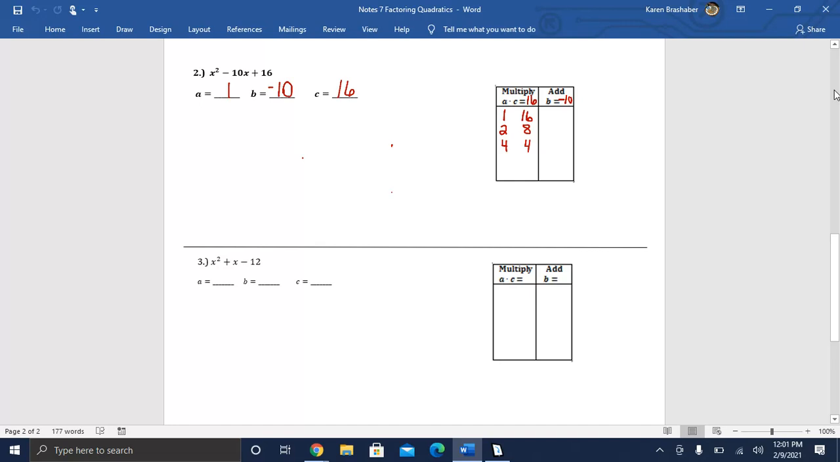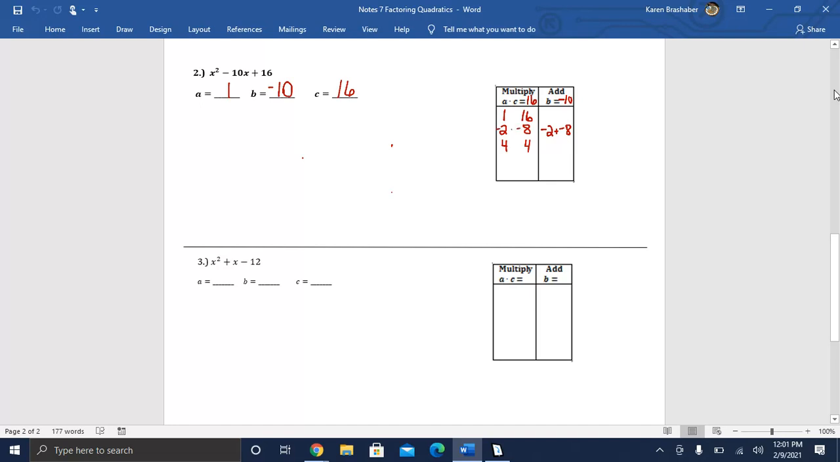Well, my only two numbers that in any way give me 10 would be the 2 and the 8. So now I have to think about how I could get those to add to negative 10. Well, if I make both of those numbers negative, I can get negative 10. Negative 2 plus negative 8 gives me negative 10. But I have to make sure that they still multiply to give me negative 16.